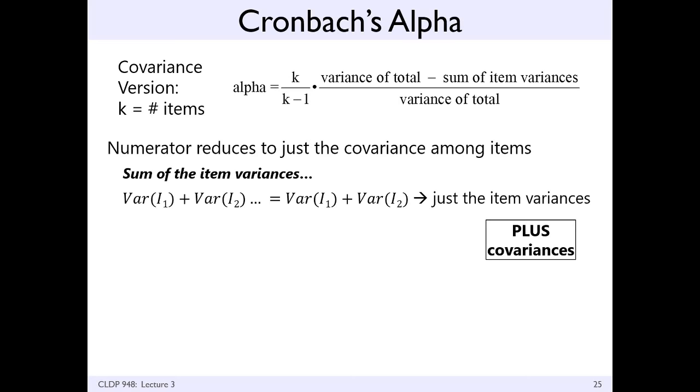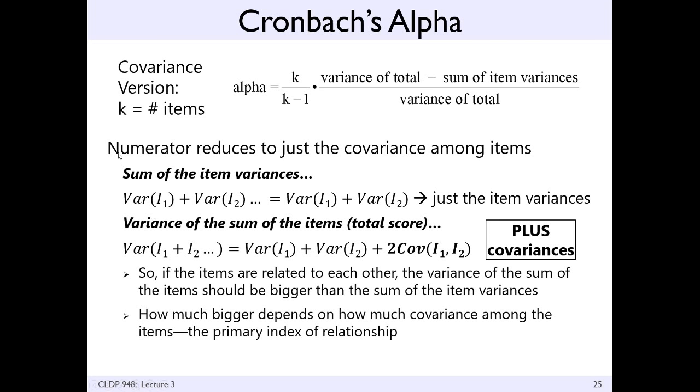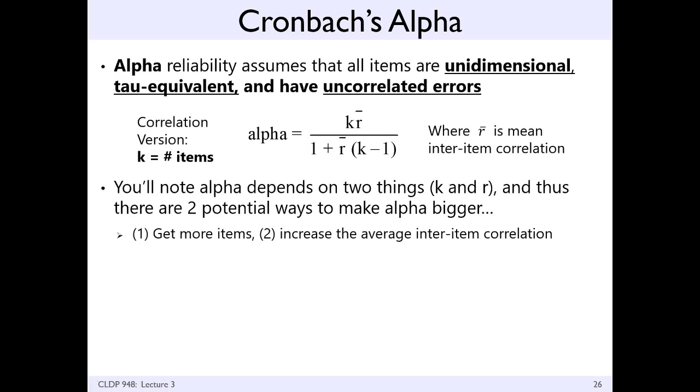So here is the covariance version of it. Alpha is the number of items divided by the number of items minus 1, times the variance of the total, which has all the covariance in it, minus the sum of the variances. So the numerator reduces to just covariance. Here's the correlation version that makes it a little bit easier to understand. Only two things go into alpha: the number of items and the average correlation between them. That's it. So if you want to get a higher alpha, you get more items.